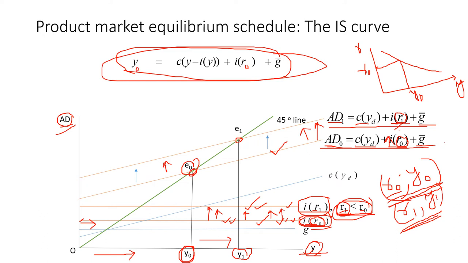You plot that, okay? And then you raise your r or lower your r. Here in this case, we have lowered it. So if you lower your r from R0 to R1, what is happening? The investment line is shifting, and therefore the aggregate line is shifting upward, and therefore your income is increasing. So you are getting another y. Corresponding to a lower r at R1, you have another equilibrium income at Y1.